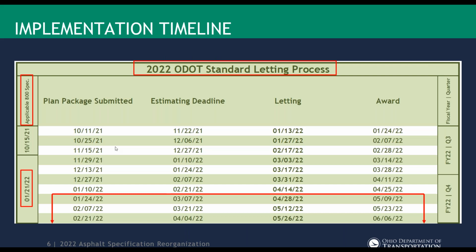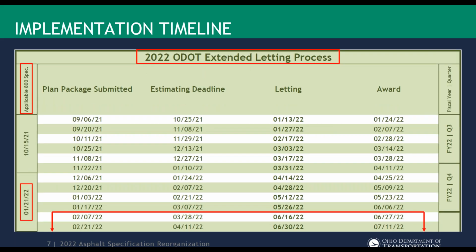So if we look at a chart, this is from the Office of Estimating, their standard letting process. Basically what we've done is shifted the implementation of the SS800 for 1/21/22 by 1, 2, 3, 4 lettings here. So we've gave you about a month, sliding that down. So any projects with this 1/24/22 plan package submitted date will need the updates. If we move to the extended letting process, very similar, move 4 lettings. So 2/7/2022, if that's when you're planning on submitting packages to central office, that's when the updates will have to be put into place.